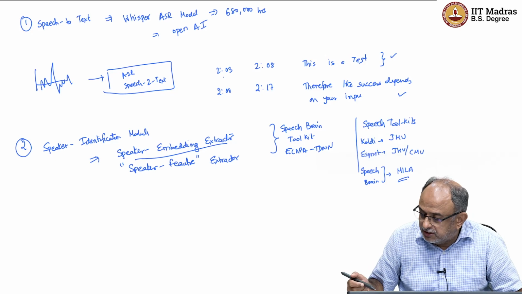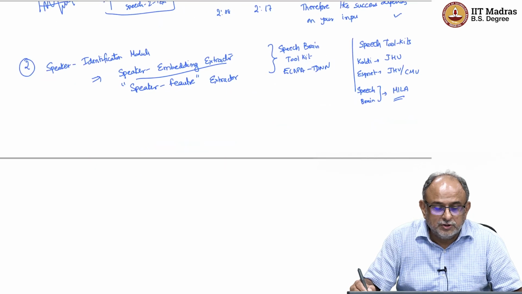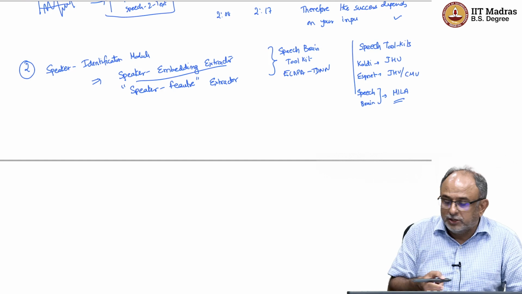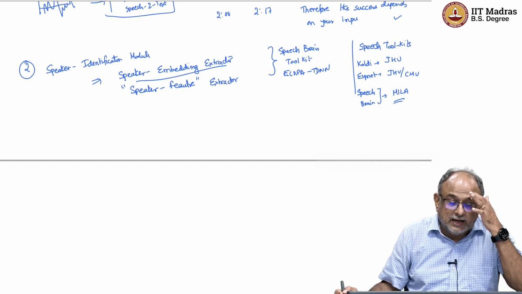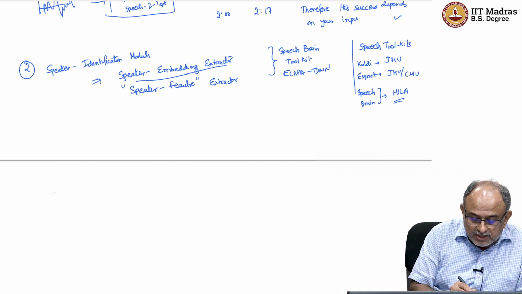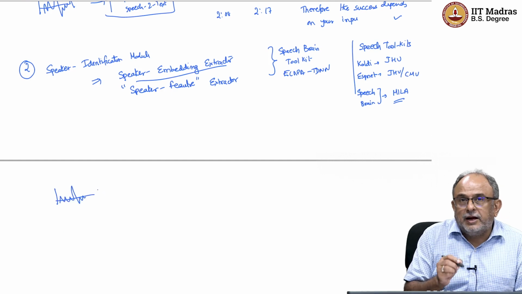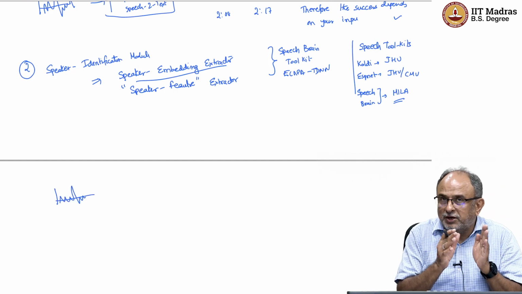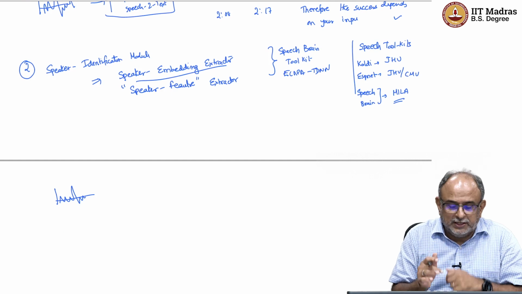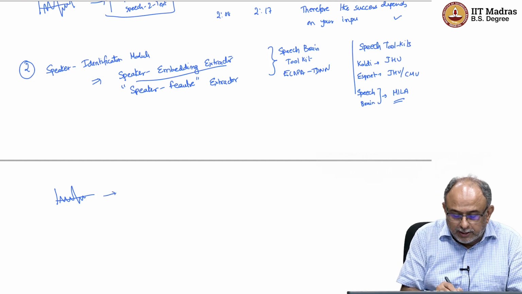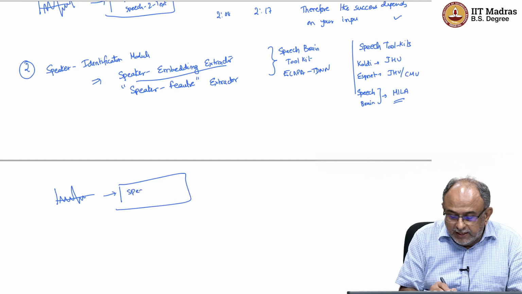So let me just explain to you what I mean by that. This speaker identification module that I talked about here, I am going to now pass the speech signal. Any speech signal, I am assuming for the time being, is coming from only one speaker; we will come to what to do otherwise. Then we go through this speaker embedding extractor.